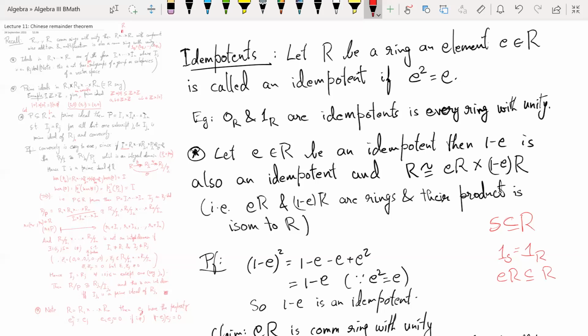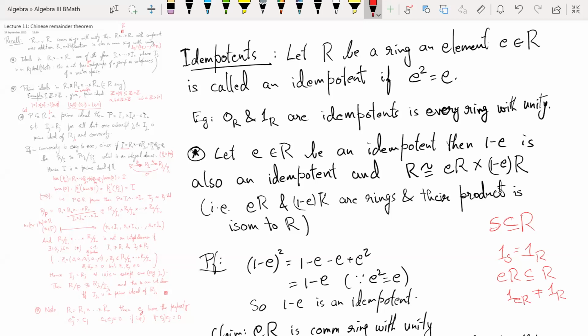Of course, it's an ideal in R, and it satisfies all the ring axioms except this: the multiplicative identity of ER is not equal to the identity of R. So this is the only thing which fails. But in that class, we said that we will not use this convention.